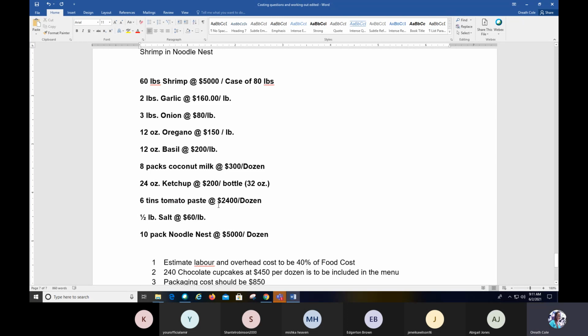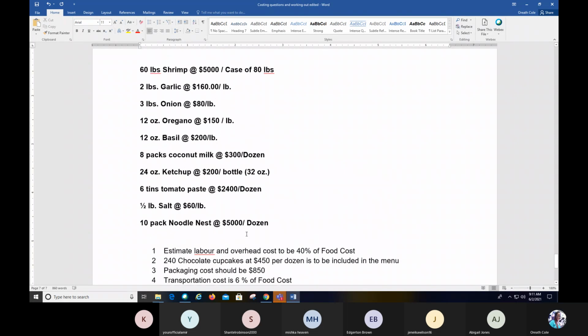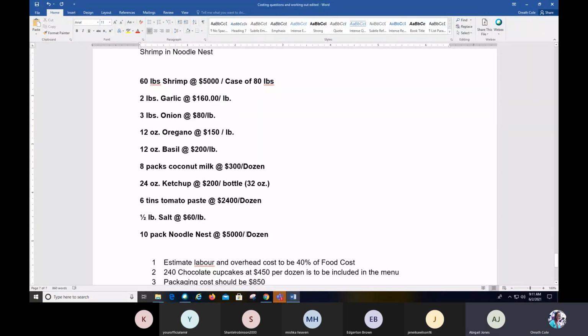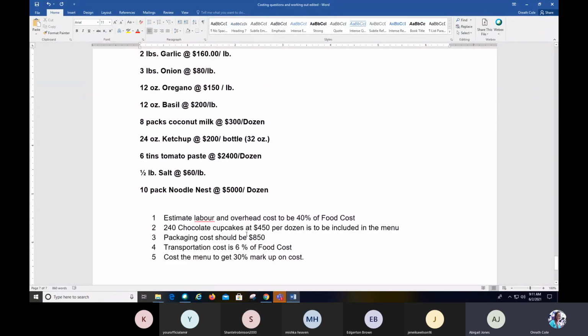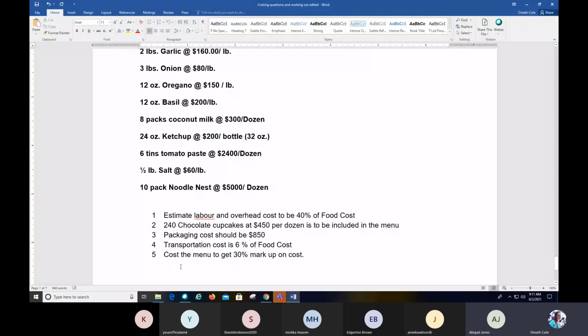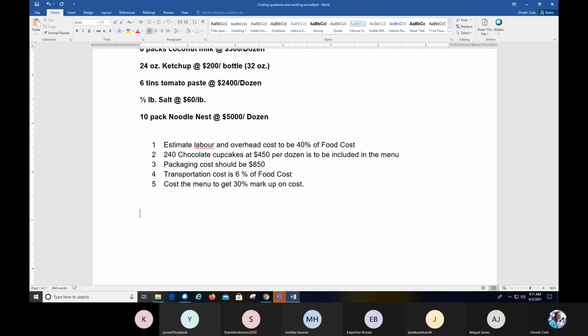Anyone? The cost of the food items first. So which one are we going to start with? The 60 pounds of shrimp. The shrimp, good. So the first thing we work out now is shrimp. Let us work it out step by step.